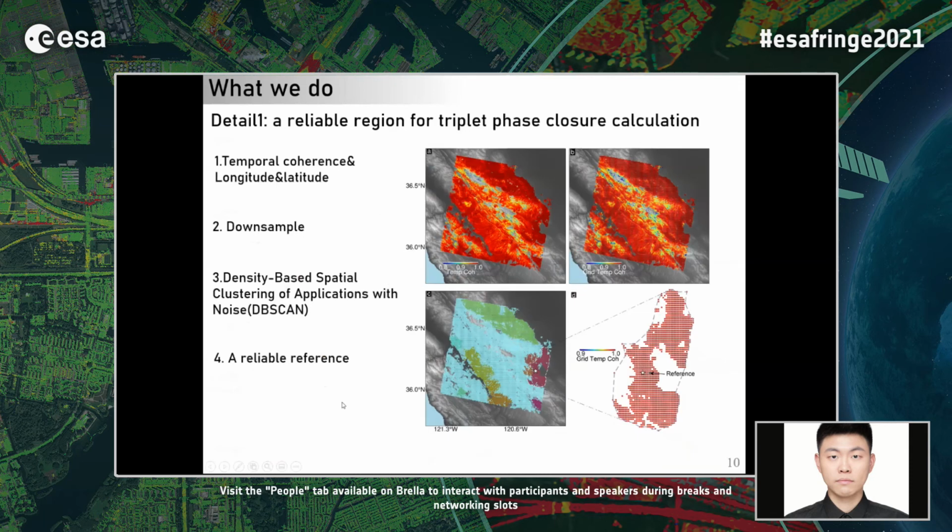The automatic reliable region selection can be divided into 4 steps. The first step is we stack temporal coherence, longitude, and latitude in a matrix, and we downsample them for simplicity. Then we use the DBSCAN method to automatically select the reference. At last, we can obtain a reliable reference.